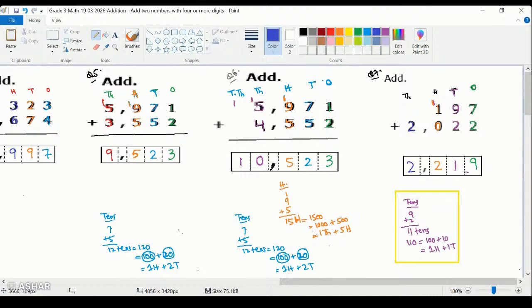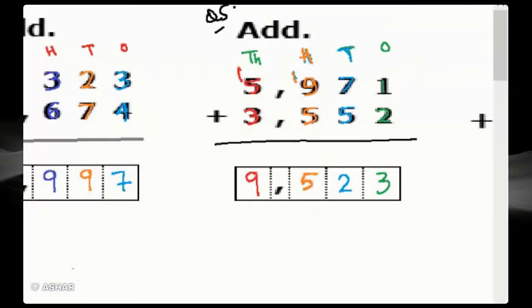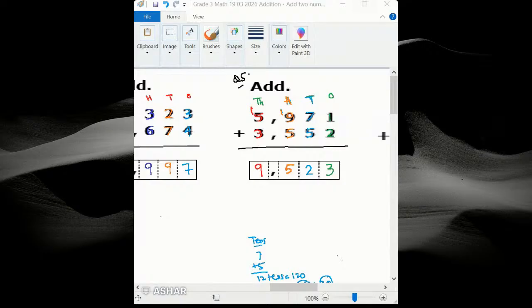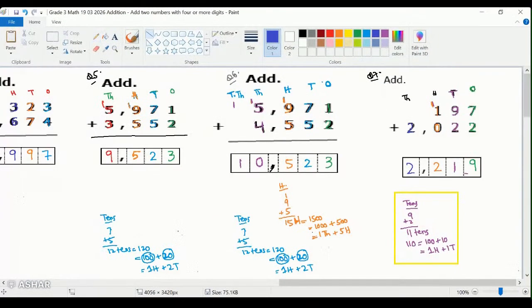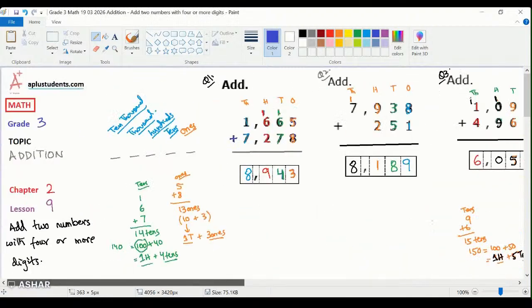Do we agree that the answer would be 2,219? Okay. Perfect. Thank you. Let's have a look at another example. Okay. The question says, add the numbers. Okay. Question number 8.